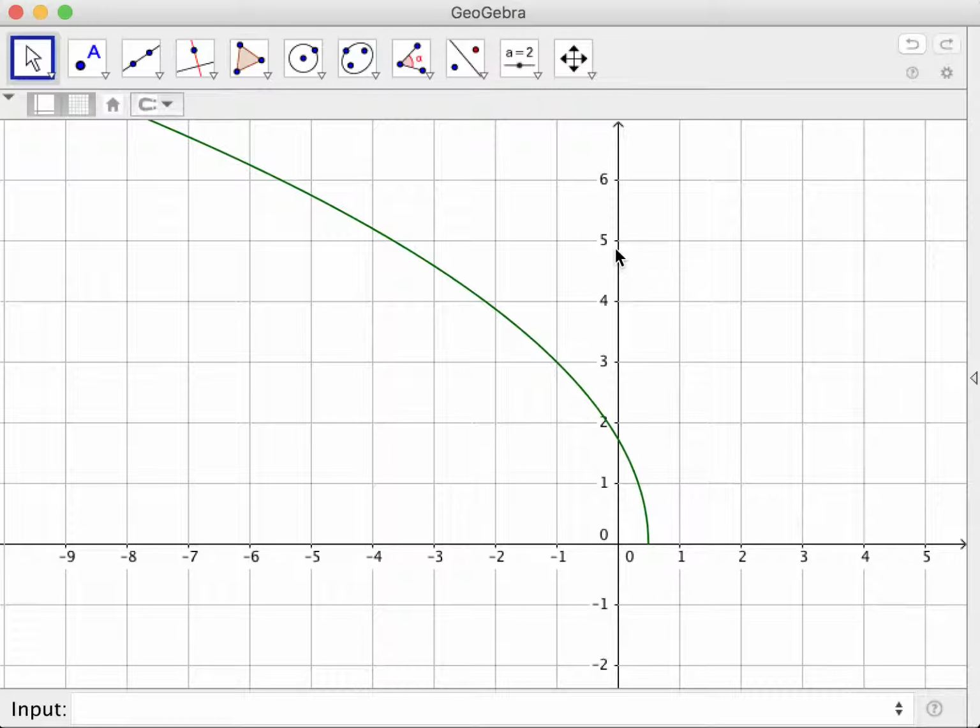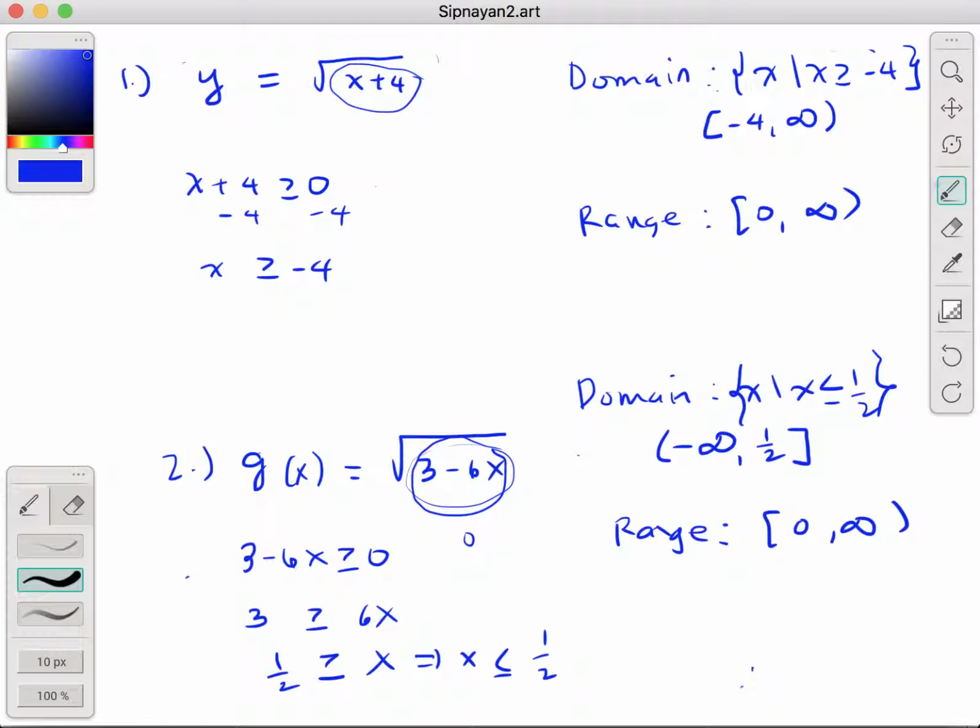The coordinates, graphically, the domain is actually the x-coordinates of the points on the graph. So, ito. And the range is the set of y-coordinates of the points on the graph. Kaya from 0 up to infinity siya. Which is confirmed by the equation. Dun sa sinolve natin, kapareho siya dun sa graph.